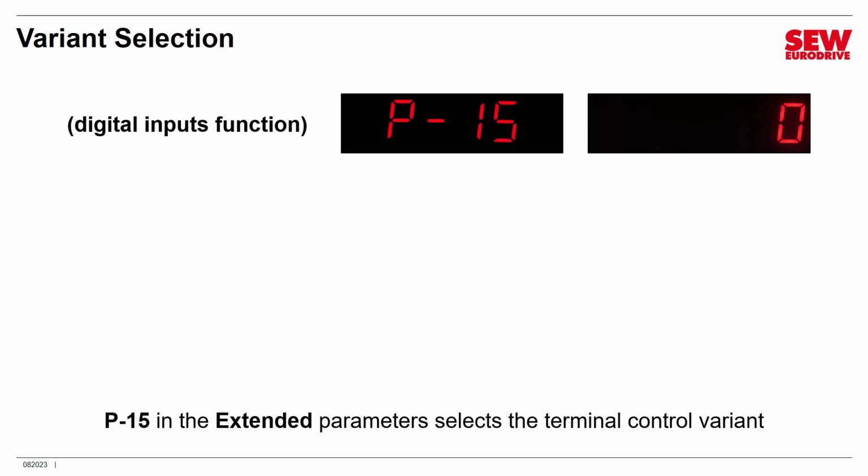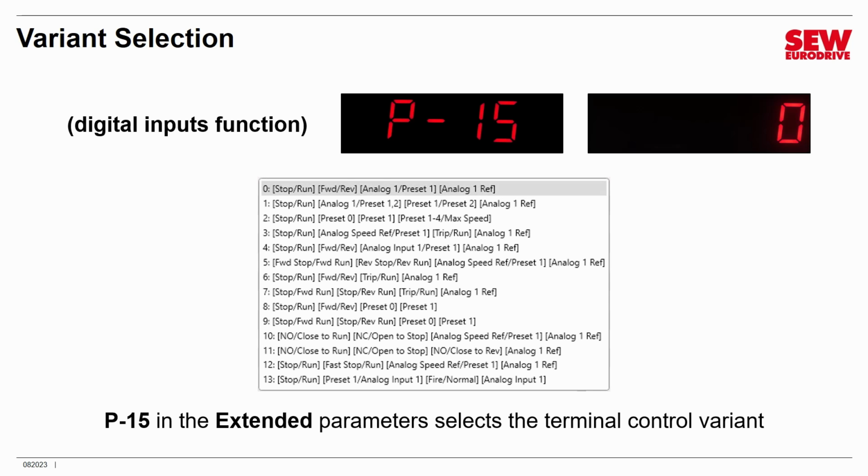How do you select which variant you want? Well, you have to go into the extended parameters. You go to parameter 15 in the extended parameters to select the variant. So you'll put a number in here. By default, it is 0. But here's the list of all the variants.